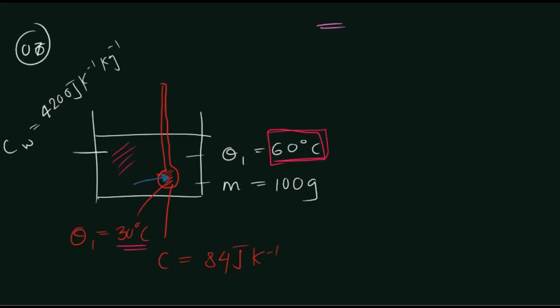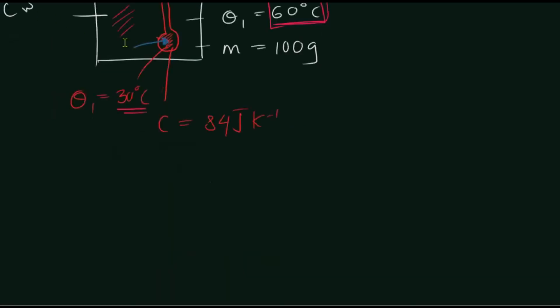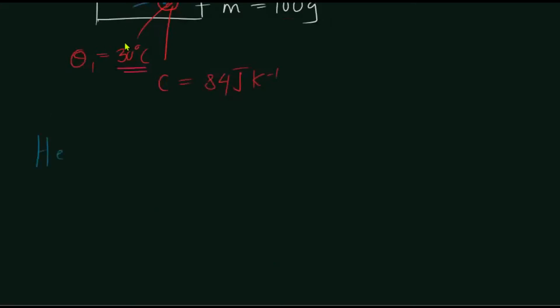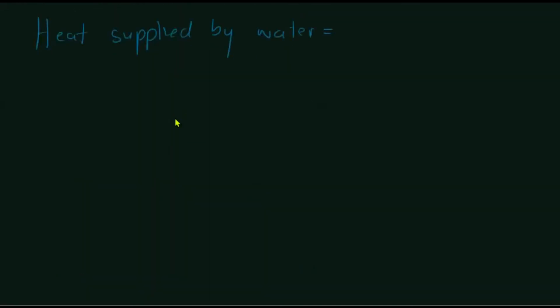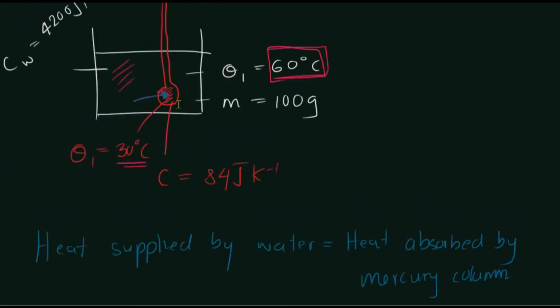So who is supplying the heat? Water, right? So it's written as heat supplied by water. Who is going to absorb the heat? The mercury column. Heat supplied by water is equal to heat absorbed by mercury column.